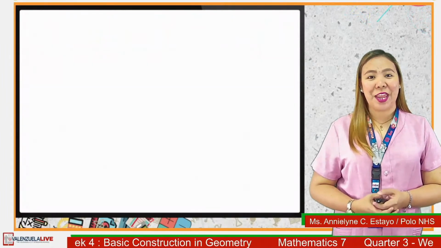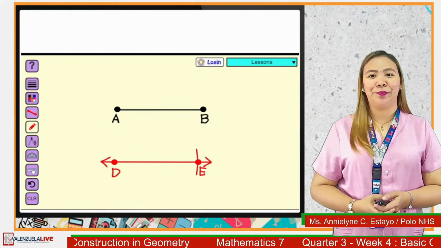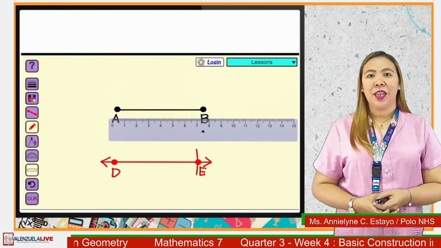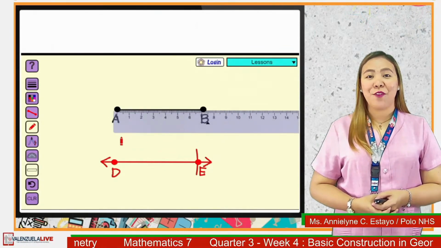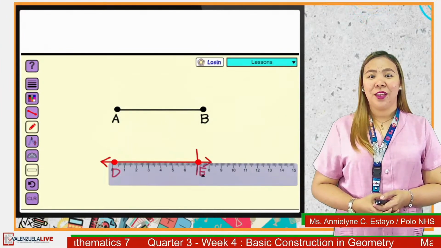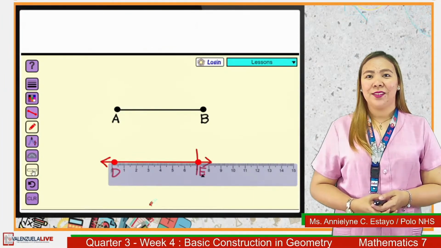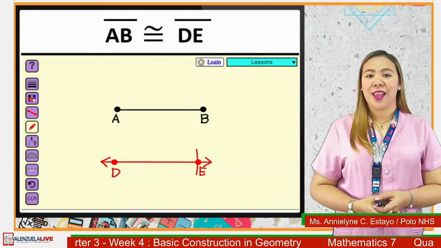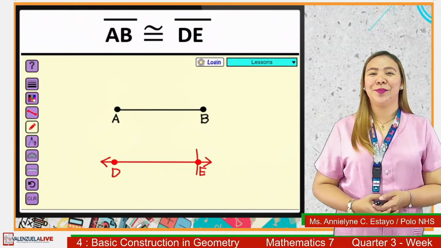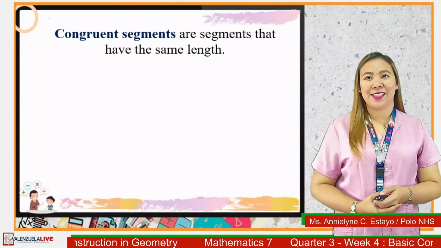Let us see if segment AB and segment DE have the same measurements using a ruler. For segment AB, its measurement is 7 centimeters. And for segment DE, its measurement is also 7 centimeters. Hence, we can say that segment AB is congruent to segment DE. Congruent segments are segments that have the same length.